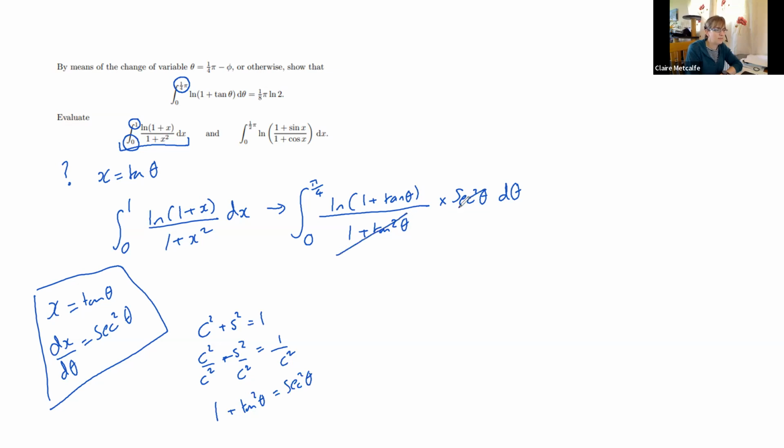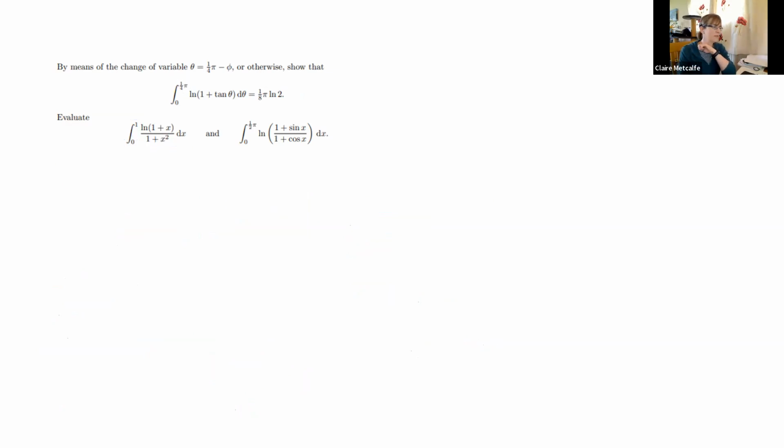So these cancel out. It's now become the integral from 0 to pi by 4 of log of 1 plus tan theta d theta, which we worked out here. So this is equal to 1/8 pi log 2. That was changing the integral into something that looks very much like the one we've just done, and then the answer just drops out at the end. We might expect the next one to be slightly harder. So let's have a think about the next one.